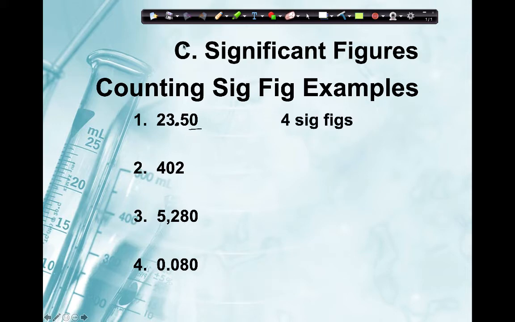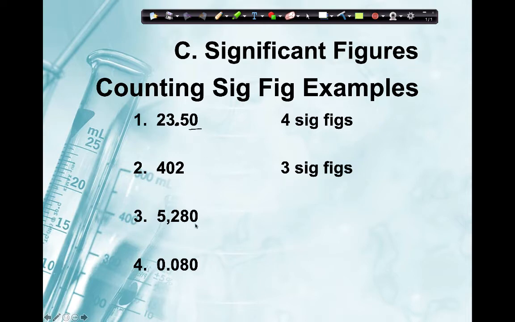So I have 4. Now 402, do I have any leading zeros? No, I don't have any zeros in the front. Do I have any zeros in the back? No, I don't have any trailing zeros either. I do have a 0 in the middle, but that's not a leading 0 or a trailing 0. So they're all significant. There's 3. So I have 3 significant figures for rounding purposes. Now the next one, I have 5,280.